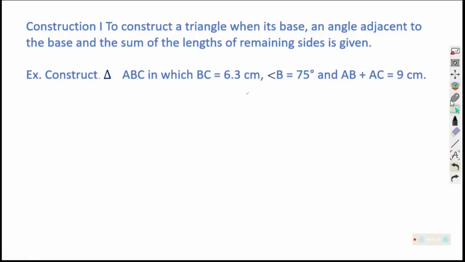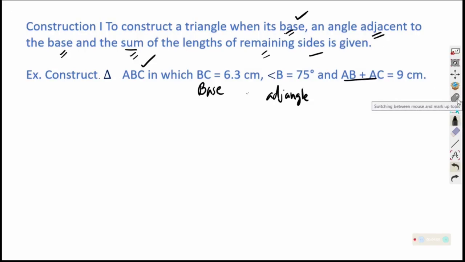First, to construct a triangle when its base, an angle adjacent to the base and the sum of the lengths of the remaining sides are given. Base length is given, that means the angle adjacent to it is given, and then the sum of the lengths of the remaining sides is given. Okay, थोड़ा साथ साथ में सोचिए. Triangle is ABC, base is BC here. One angle is given from the base, that is angle B is given, तो B हमको base में डालना है, that is the adjacent angle, and then AB plus AC, which is the sum of the sides.